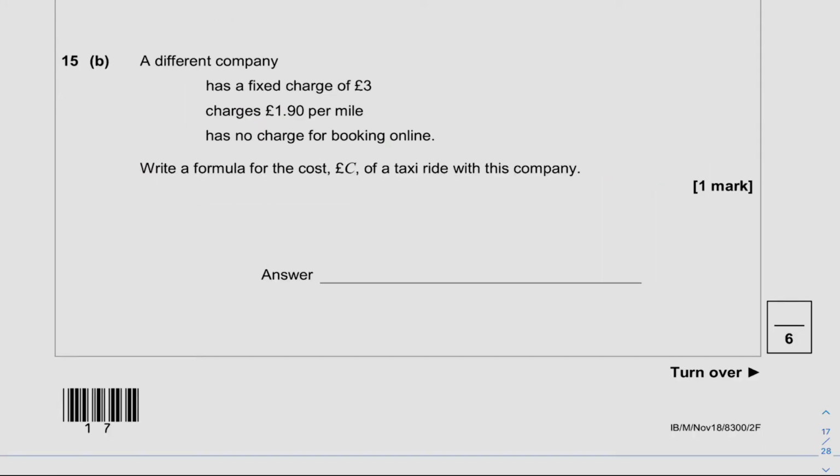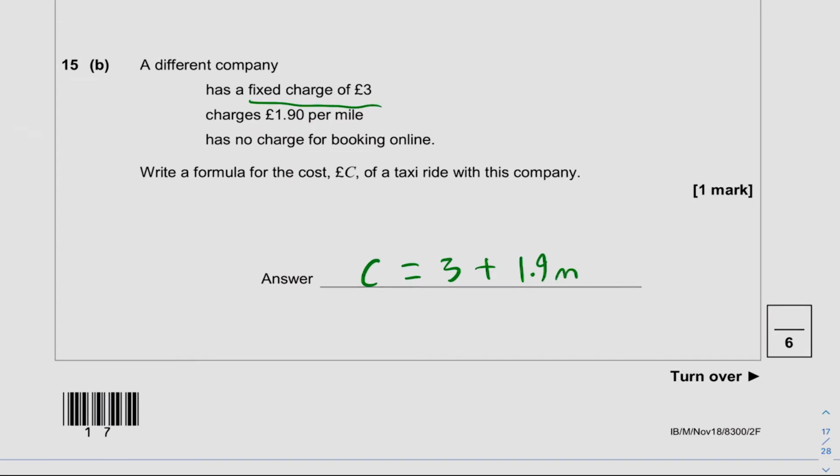So for part b of question 15, we are told that a different company has a fixed charge of £3 and they charge £1.90 per mile, and they've got no charge for online booking. So we need to write a formula for the cost in C pounds of a taxi ride with this company. They've got a fixed charge of £3, so we can say that C, which is the cost for the taxi ride, is equal to 3, the £3 fixed charge, plus 1.9 per mile, so 1.9m. And there's no booking charge, so this is actually the final answer.